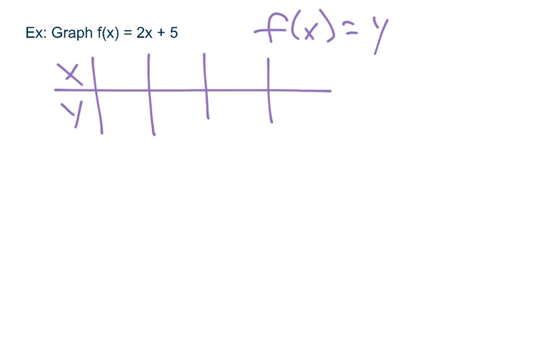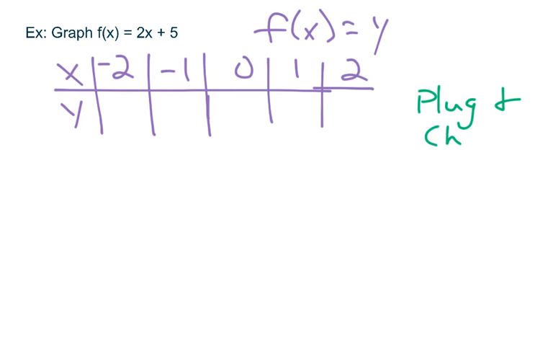I'd like you to come up with 5 x values. The x values I like to choose are negative 2, negative 1, 0, 1, and 2. That way you can see a good portion of the graph. And then to find the y values, remember it's plug and chug. We're going to take our x values, put them into our function, and figure out what we get for y's.